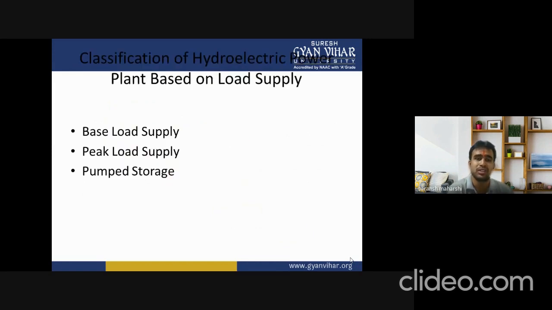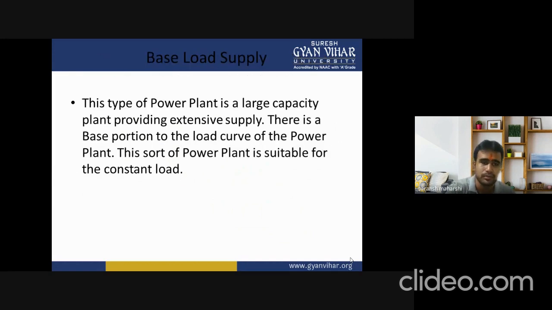Now we will consider the classification of hydroelectric power plants based on the load supply. Here we will consider three types: the base load supply, second is the peak load supply, and third is the pump storage. First of all, we will discuss the base load supply. This type of power plant is a large capacity plant providing extensive supply. It serves the base portion of the load curve. This sort of power plant is suitable for the constant load.